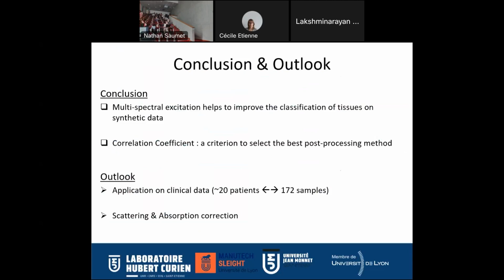And as a brief outlook, we want to apply the post-processing method on a lot of clinical data we are currently acquiring in the neurosurgery operating room. And we also hope that correcting the absorption and scattering would further enhance the correlation, especially in the PP9 region.